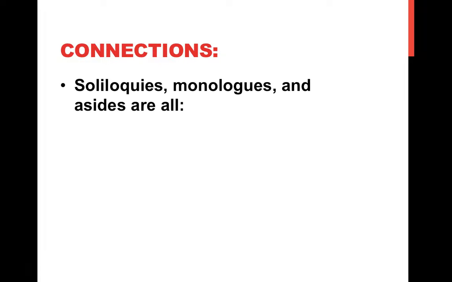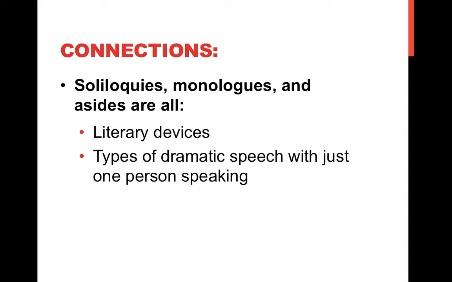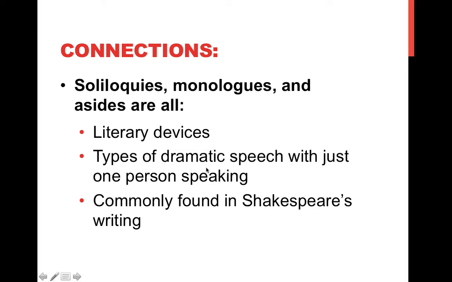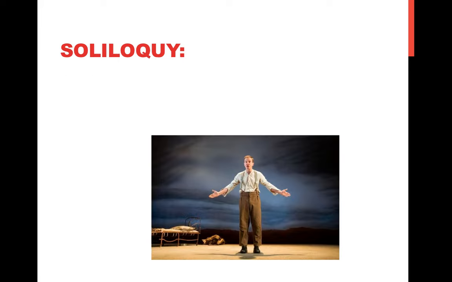So soliloquies, monologues, and asides are all literary devices, and they are types of dramatic speech with just one person speaking. And when we say dramatic speech, that doesn't necessarily mean that they're being dramatic, meaning that they're over the top. When we say dramatic in this case, it means that it's happening in a play. And they are commonly found in Shakespeare's writing, which is why we are going to talk about them as we are studying Macbeth. So our first one is a soliloquy.